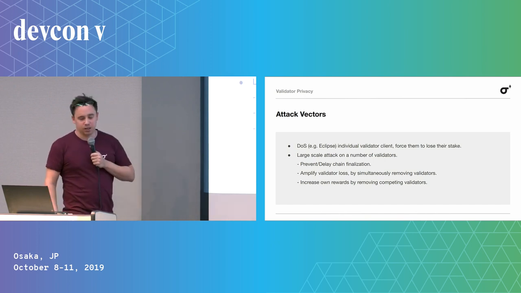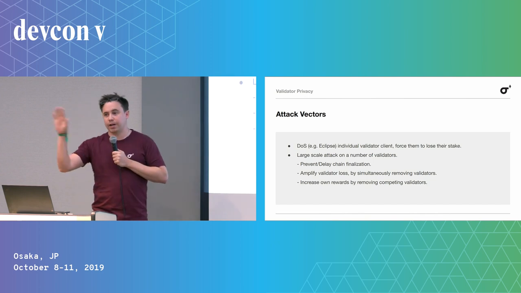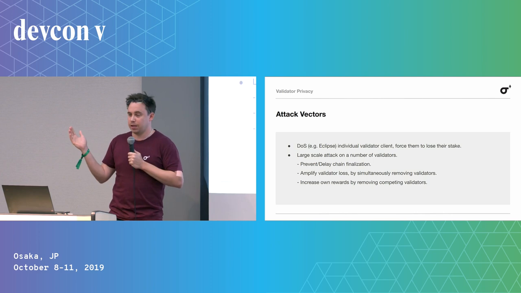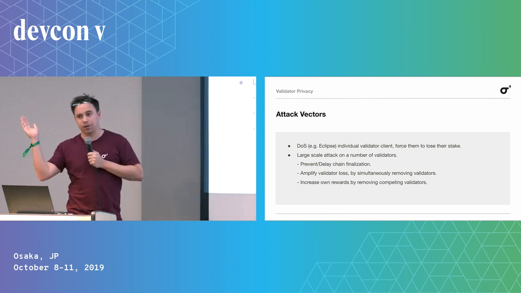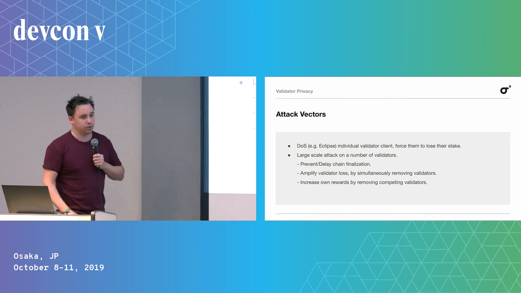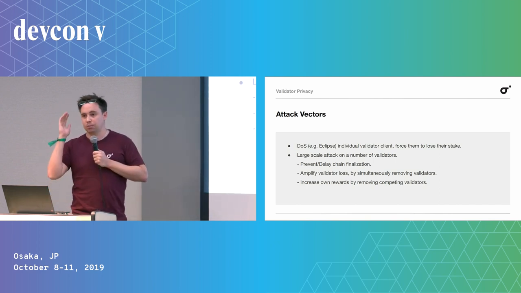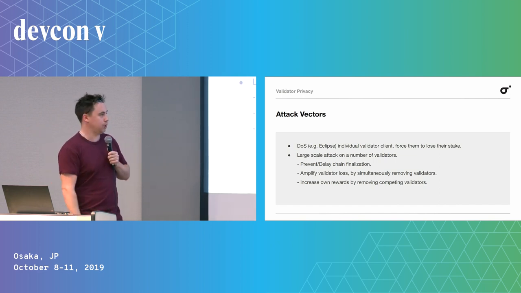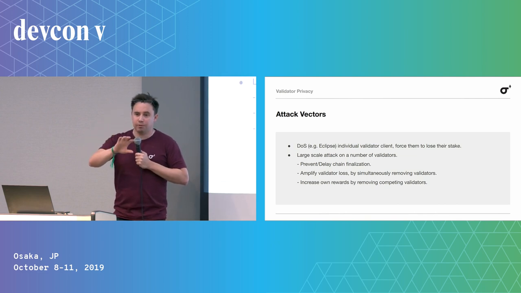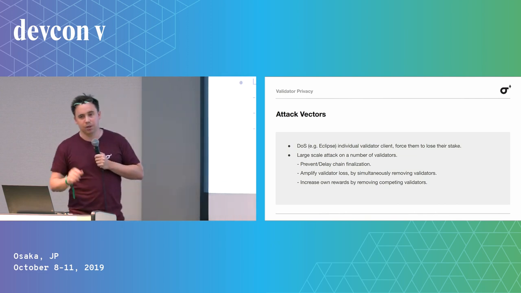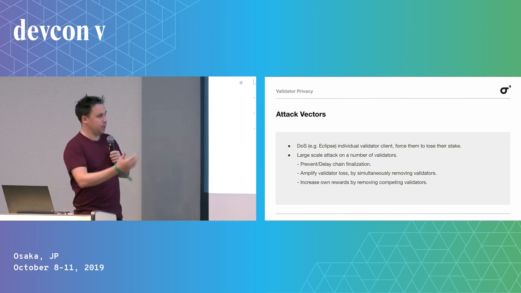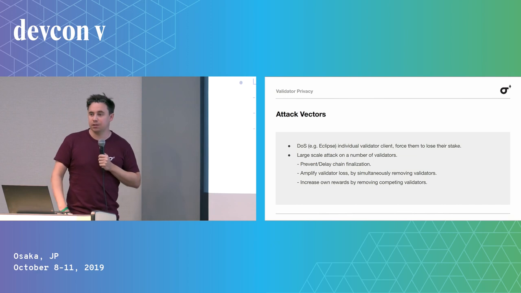A more severe and sophisticated attack is if you know all the validators' IP addresses on the network, you perform a large-scale attack on a majority of those validators, and you kick a majority of validators off the network so that they cannot perform their tasks. If you do that, you can prevent or delay chain finalization because a majority of validators aren't finalizing or agreeing on blocks. You can amplify validator loss because if a large number of validators are disconnected from the network at the same time, it amplifies the amount of stake that they lose. And you can increase your own rewards by removing competing validators. So it gives you some incentive to perform these attacks.